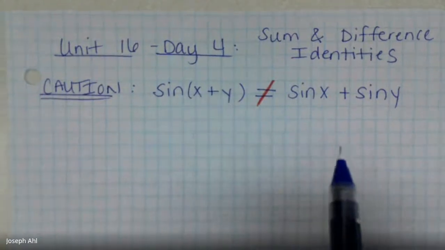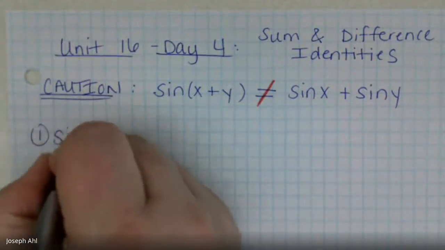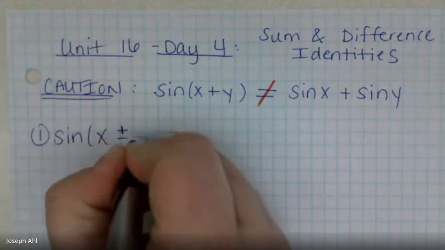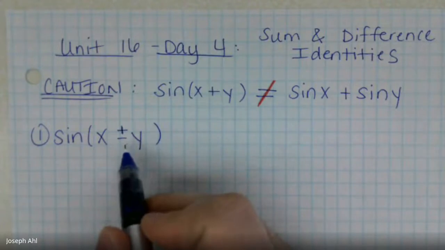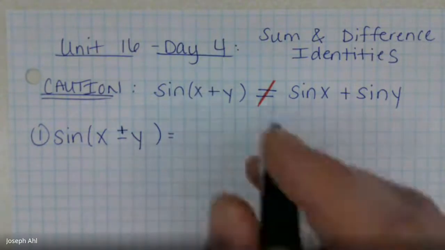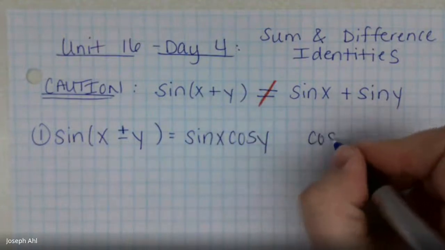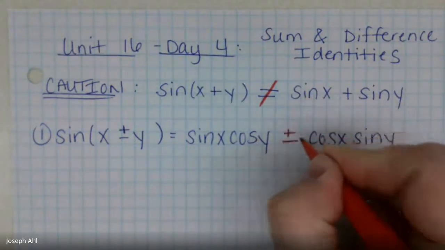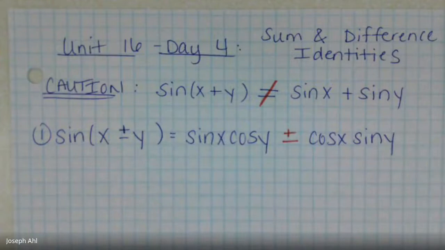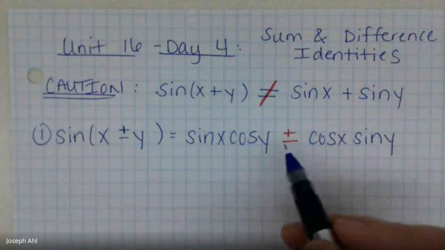So sine of x plus y does have a formula, and I'm going to write down sine of x plus or minus y right now. If it's the sum or the difference of two angles, sine of x plus or minus y would equal sine x cosine y, and then cosine x sine y. In the middle, I'm going to write down the signs associated with the sum and difference. For sine, the sign in the middle stays the same, and that's a way that we remember it.